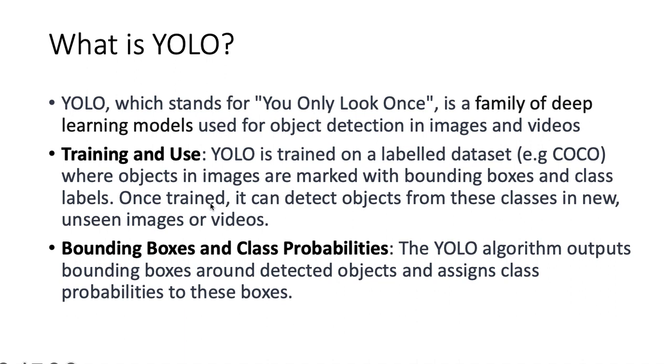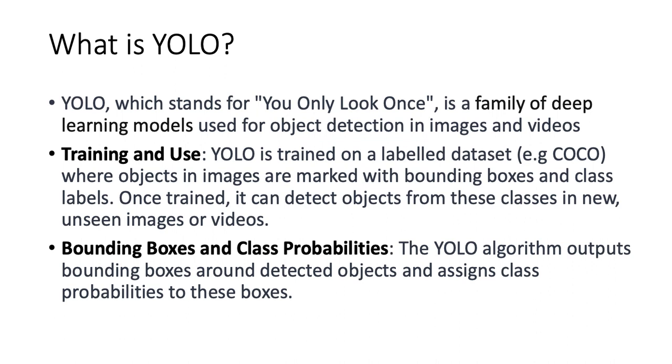YOLO is trained on the COCO dataset, and this COCO dataset contains images. And what are those images? Those images contain various objects like a car, a person, a cat or dog, or any other object. There are nearabout 80 objects covered in the COCO dataset. So there will be an image which contains multiple objects, and those objects in the image will have bounding boxes around them and labels with them. There are numerous such images in the COCO dataset, and those images are used to train this YOLO model.